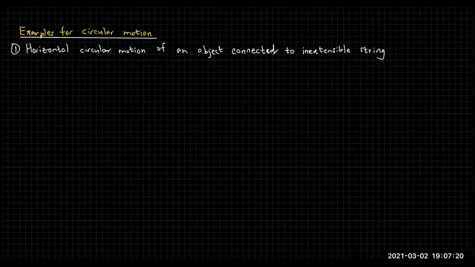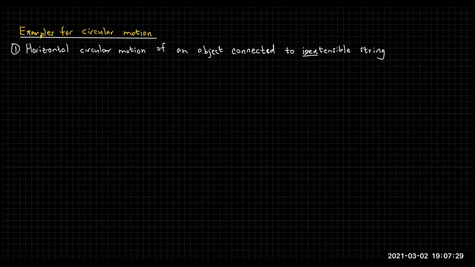Now, the first example we can think of is number one, horizontal circular motion of an object. I'm emphasizing the word horizontal. Horizontal circular motion of an object connected to an inextensible string.